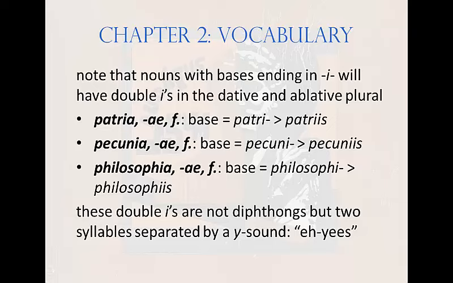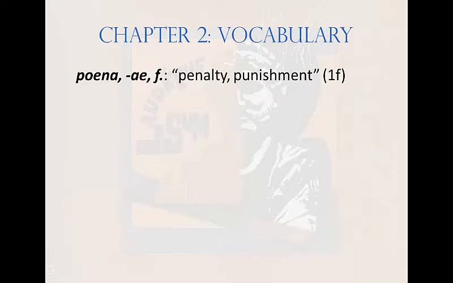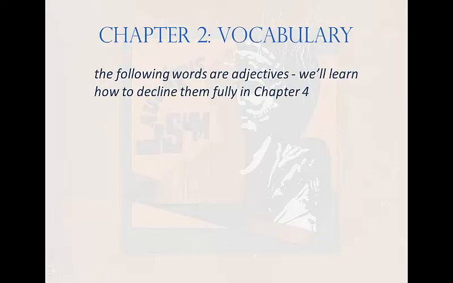The final noun in this lesson is poena, poenae, feminine, meaning penalty or punishment. It's another first declension noun. Also in this vocabulary are several adjectives. You haven't yet learned how to decline adjectives fully, so this vocabulary list presents these adjectives in their feminine form only. Later we'll learn how to create the masculine and neuter forms.